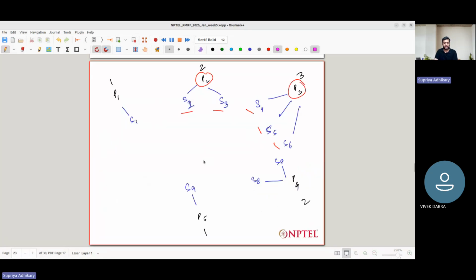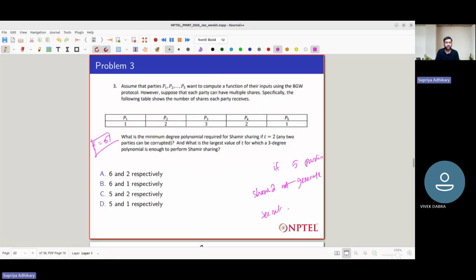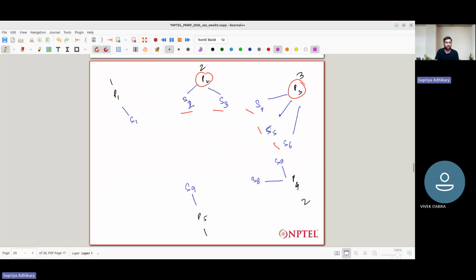Okay. And the second question is, what is the largest value of T for which a 3-degree polynomial is enough? So now it says that we can afford to have a 3-degree polynomial for the summary secret sharing scheme, meaning that if 3 parties come together, they cannot generate the secret, but with anything more than 3, they will be able to generate the secret. So now the question is, what should be the value of T in the original protocol, meaning that out of P1, P2, P3, P4, P5, how many parties can be allowed to not generate the secret.